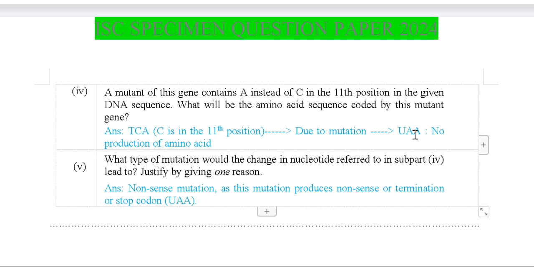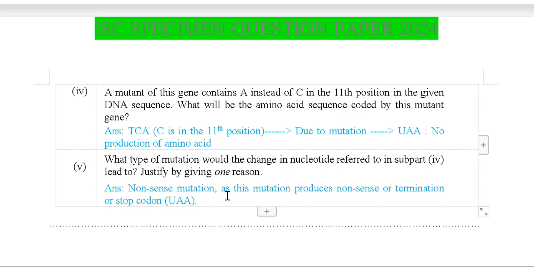That is a nonsense codon. It is not coding for any particular amino acid. So with the mutation in the 11th position, where C is replaced by A, the codon which is transcribed will not be able to code for any particular amino acid. This is the problem we will face due to the mutation in that case.